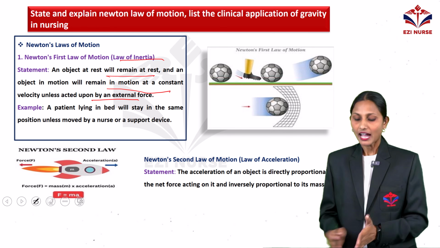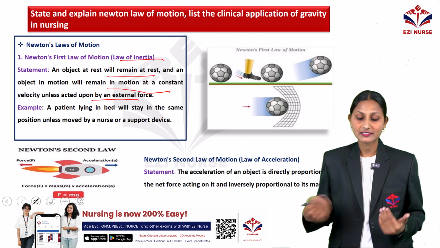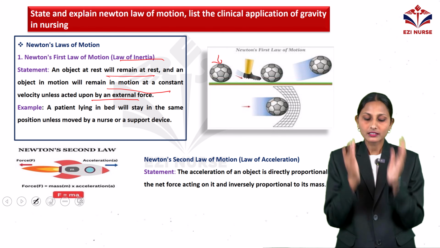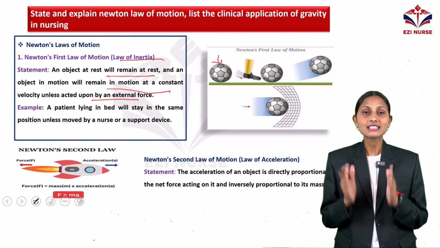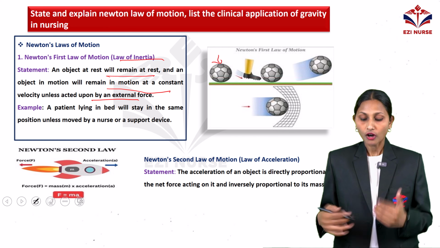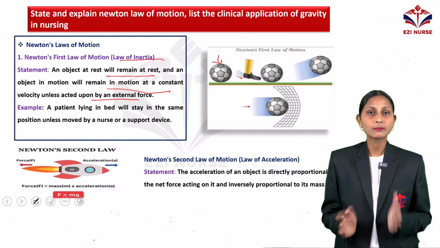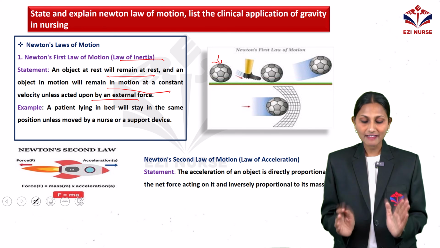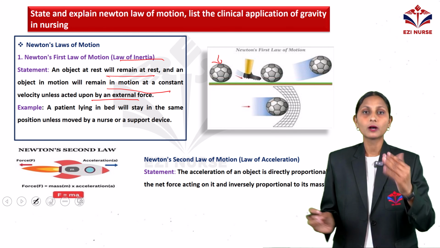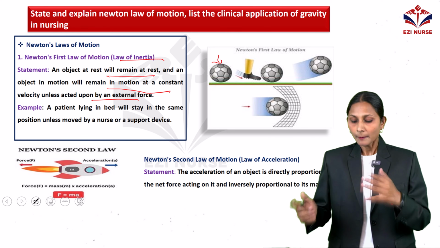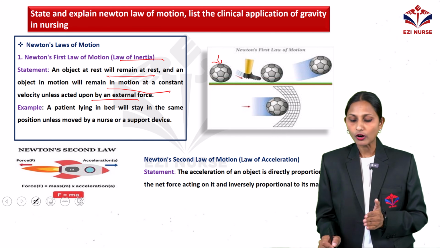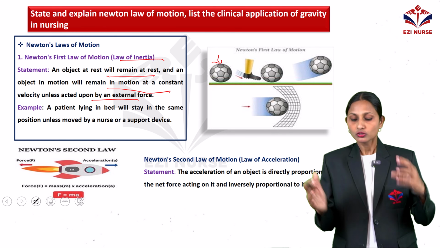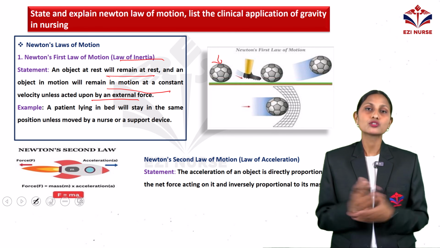I will give you an example with the help of this diagram. If this ball is here and it is not moving, it is stable there, in the resting position. Unless we apply any external force or kick that ball, it will stay there. But once you kick it, it will go forward with the same velocity, the same speed, as long as no external force acts on it. Once an external force is exerted on the ball, it will stop. So that is Newton's first law of motion.